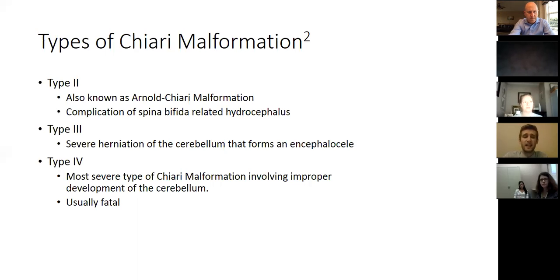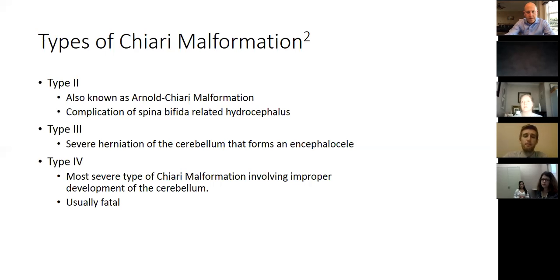Type 3 is going to be a severe herniation of the cerebellum that forms an encephalocele, so basically a large fluid-filled CSF tissue area protruding from the back of the neck, and it's going to look like a big ball attached to the back of someone's head protruding from the spinal area.